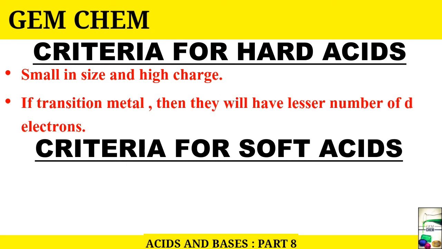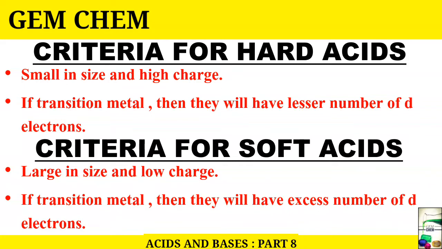Criteria for soft acids should be just the opposite of this one. The metal ions should be large in size and low charge. Similarly, they should have an excess number of d electrons if it is a transition metal.